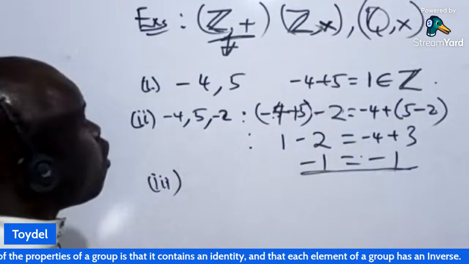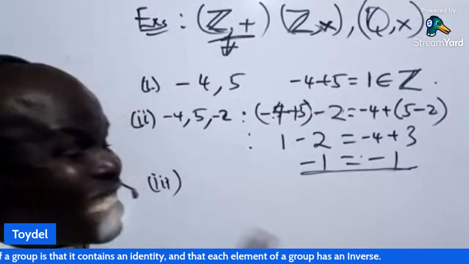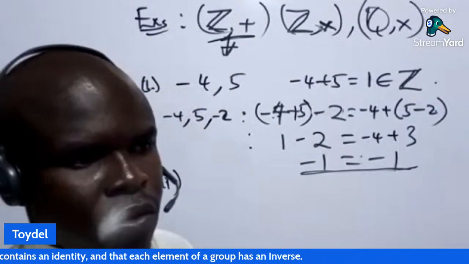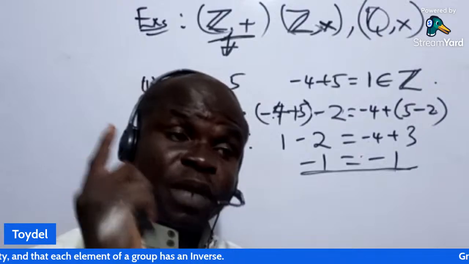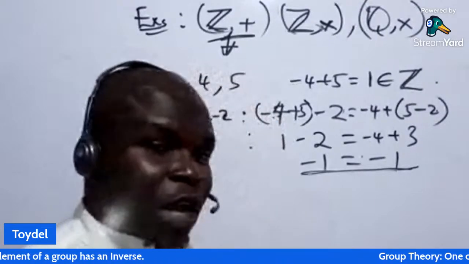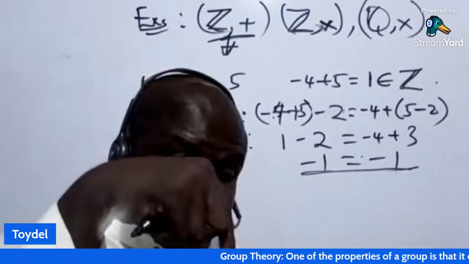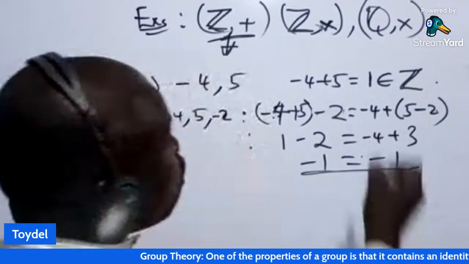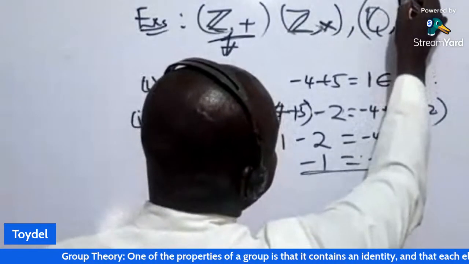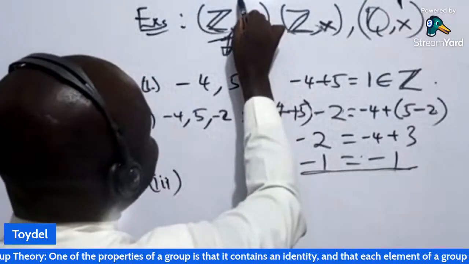Please note that the identity element under addition is 0, and the identity element under multiplication is 1. That is, anything you add to 0 will retain its value, and anything you multiply by 1 will retain its value. So under multiplication, the identity element is 1, while under addition, the identity element is 0.